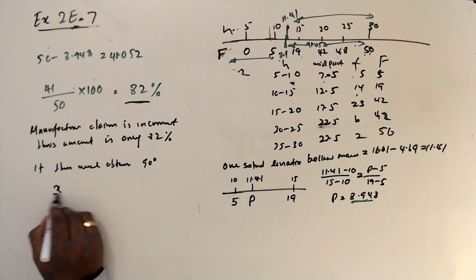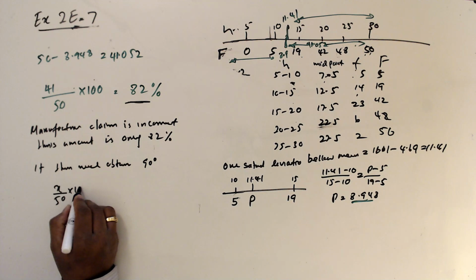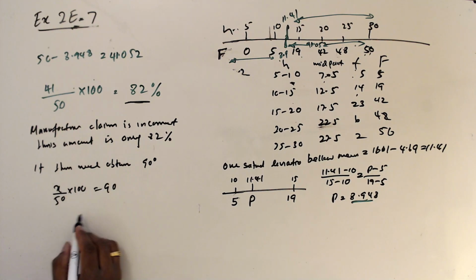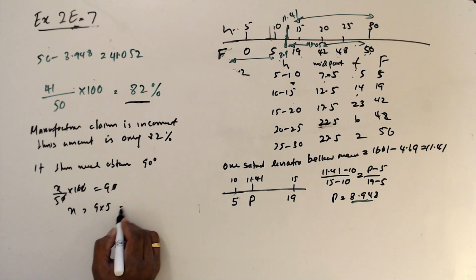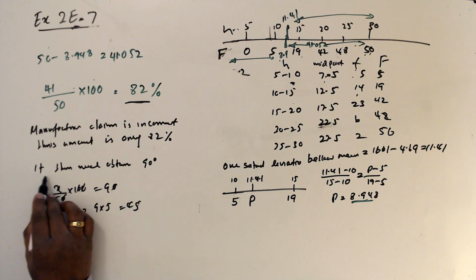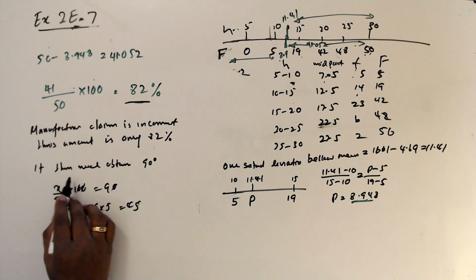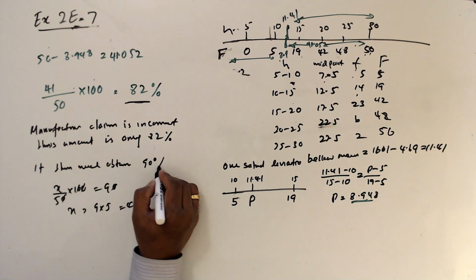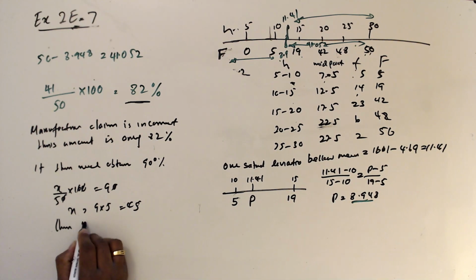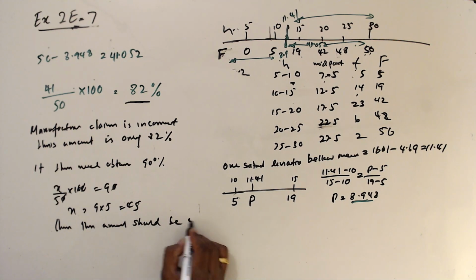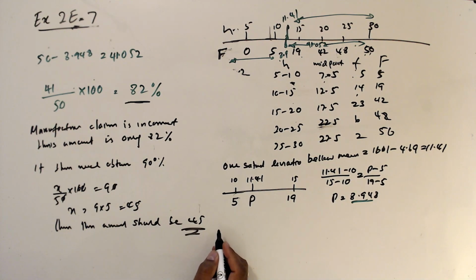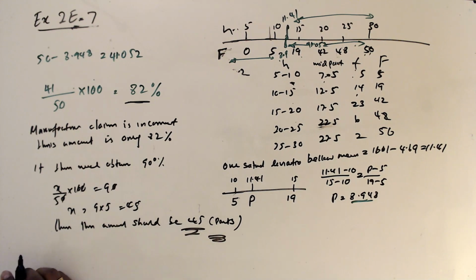X times 50 over 100 should be 90. In that case 50 cancels out, x equals 9 times 5, 45. If they need to obtain 90%, then the amount should be 45 pieces. It means parts.